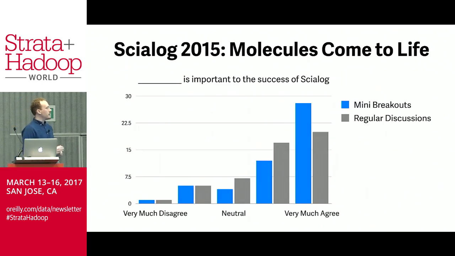The people at the conference, the attendees, also really liked it. So when you compare the mini breakouts that we optimized versus the regular discussion sections where we didn't do any optimization at this conference, on average, people thought they were more important to the success of this conference than the typical discussion groups.